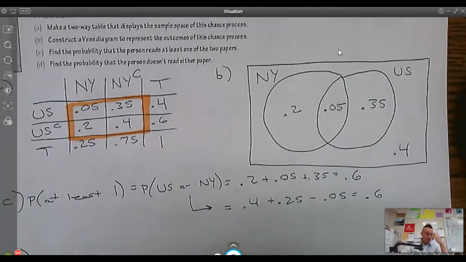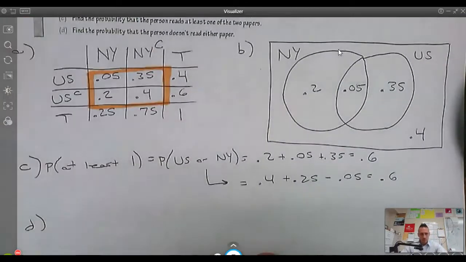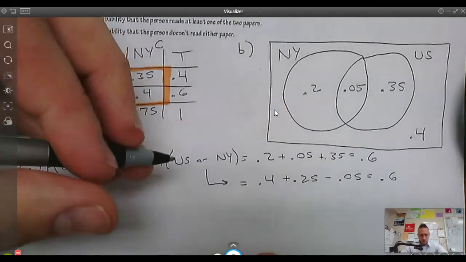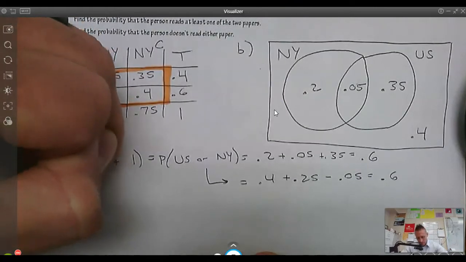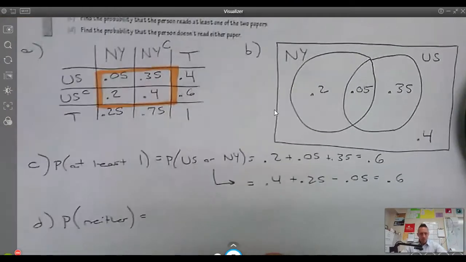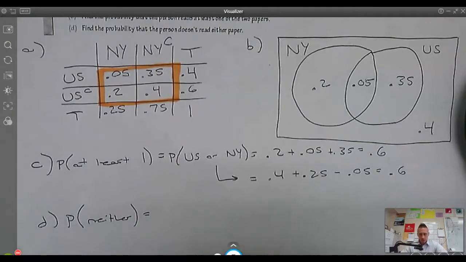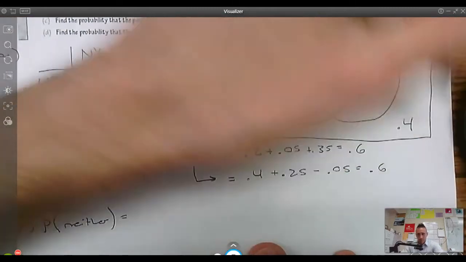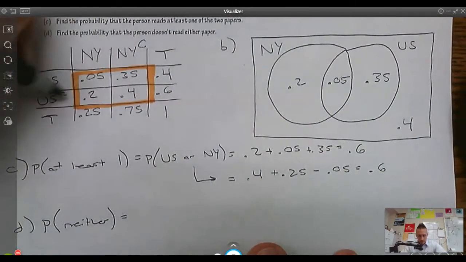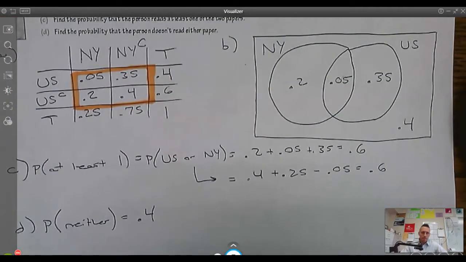Part D, find the probability that the person doesn't read either paper. If they don't read either paper, then this is the probability of neither. If you want to get fancy and use more specific symbols, you can, but it's okay just doing that. Probability of neither, Venn diagram, 40%, or not New York Times and not USA Today, 40%. So that's where that's coming from.